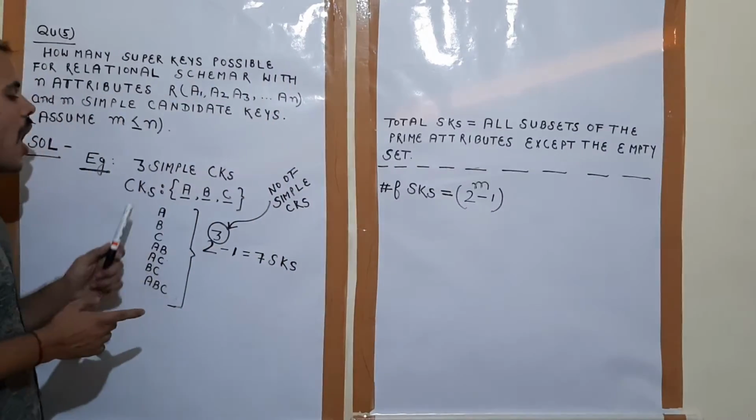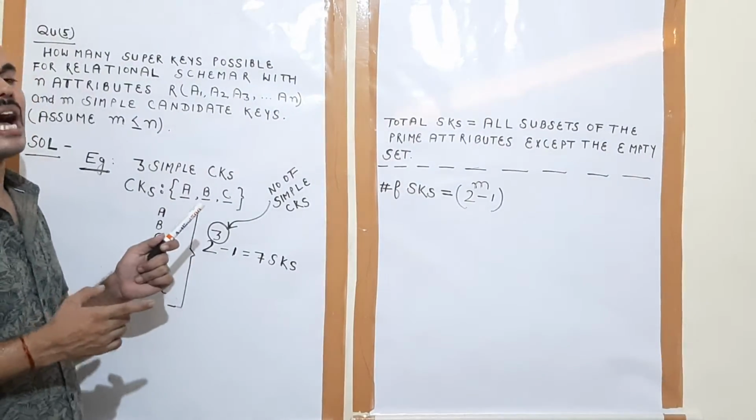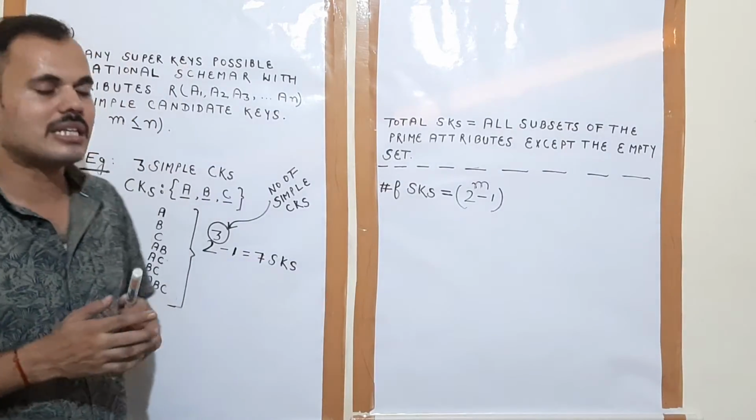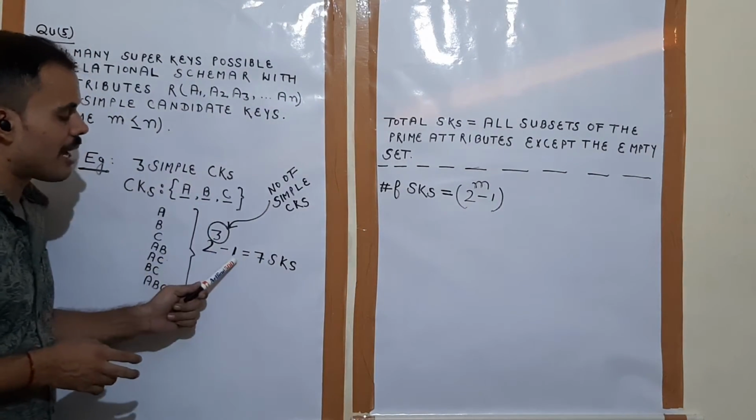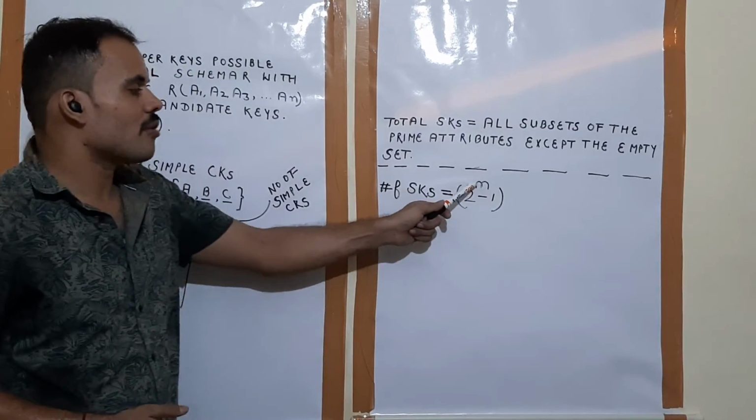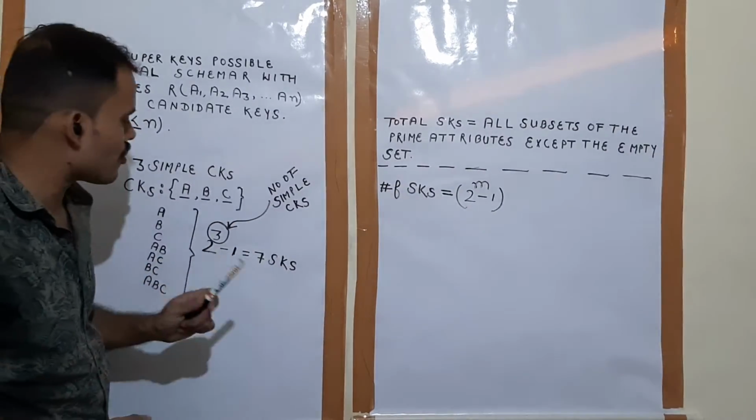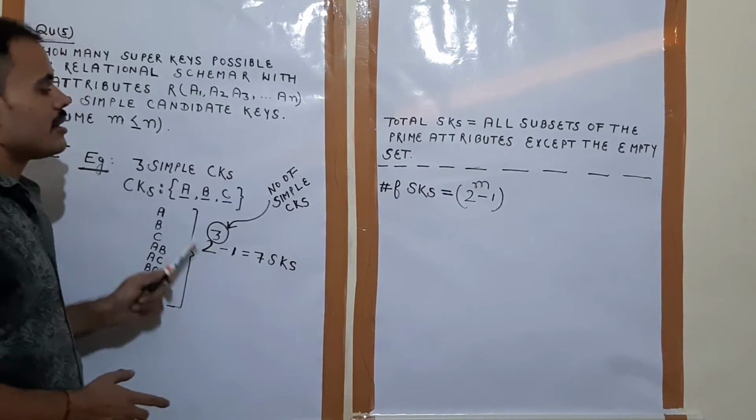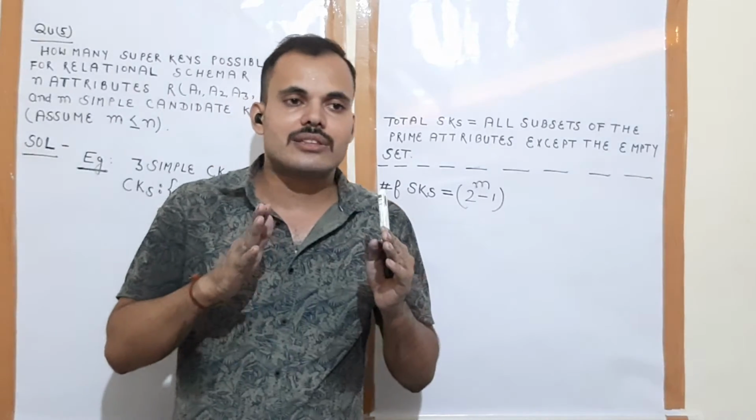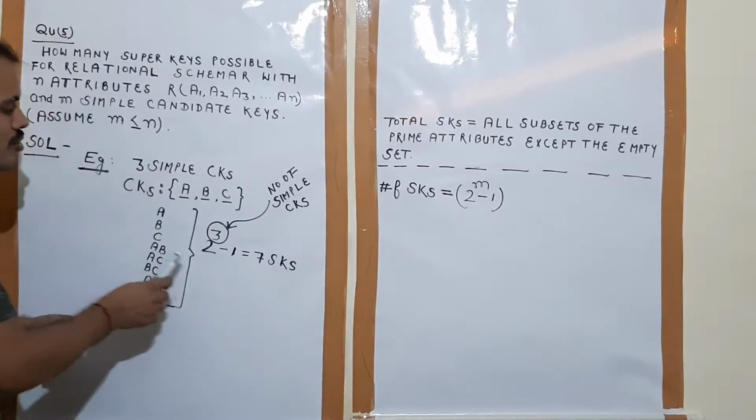Why? See here, all the candidate keys are simple candidate keys. If these candidate keys are 3, then the number of super keys among prime attributes of the relation R is 2 to the power 3 minus 1, meaning 2 to the power m minus 1, where m is equal to 3. 2 to the power 3 minus 1 is equal to 7 super keys. Means the number of super keys among primes of the relation R, if there are 3 candidate keys and all 3 candidate keys are simple candidate keys, is 2 to the power 3 minus 1.